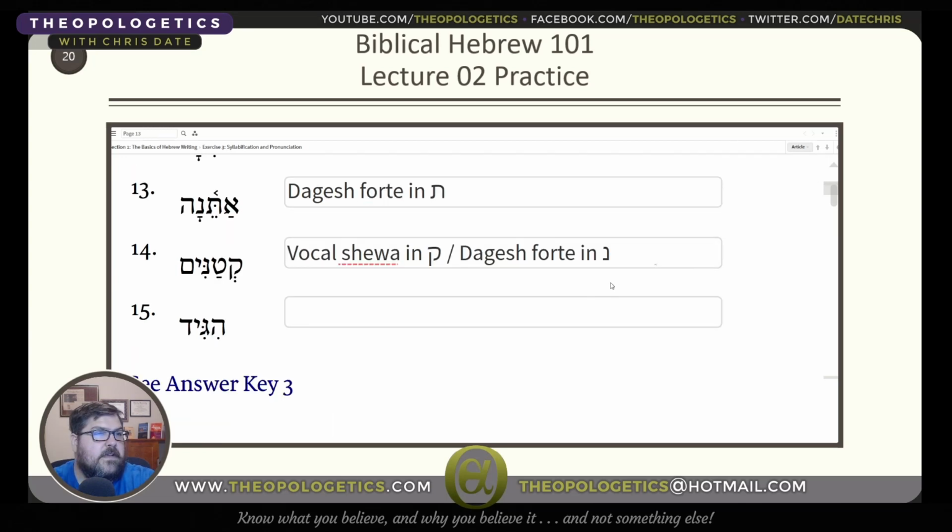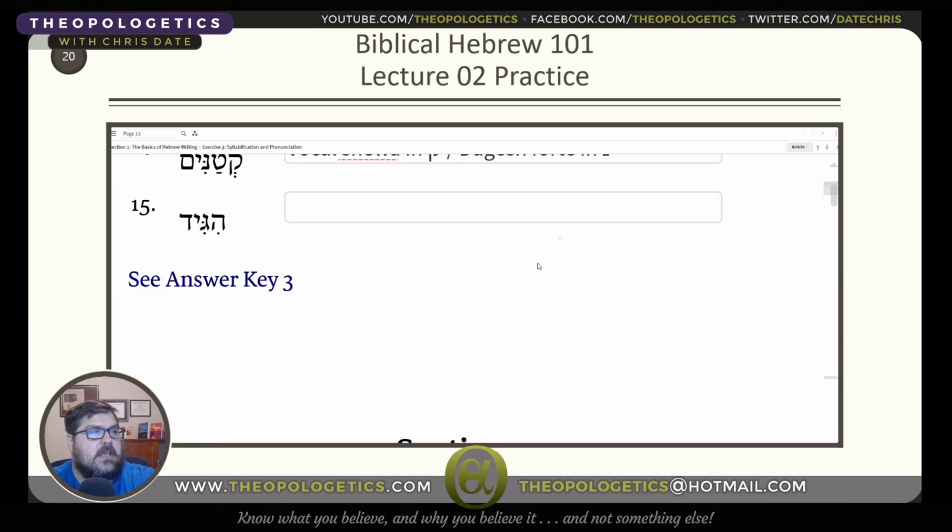And then finally, higid. So we have a dagesh in the gimel. Gimel is a begad kfat consonant, and it's following a vowel sound, so that's a dagesh forta in gimel. And that's it. That's all the exercises in chapter 3 of our workbook.